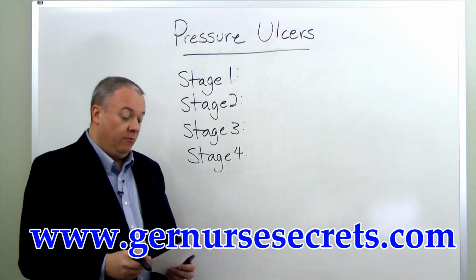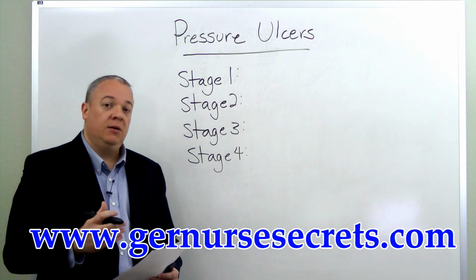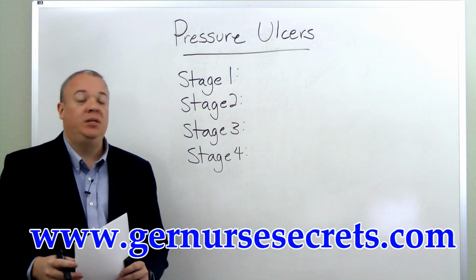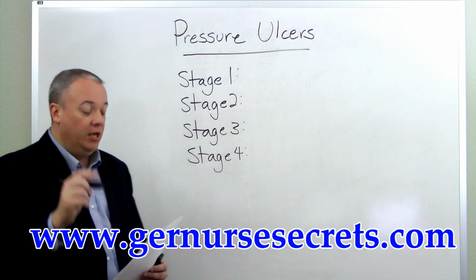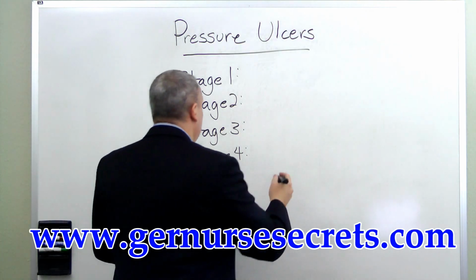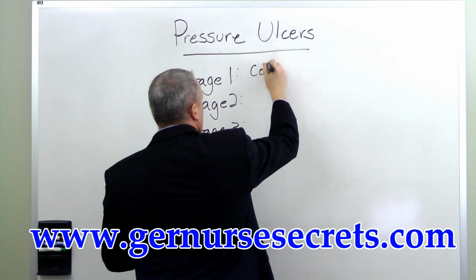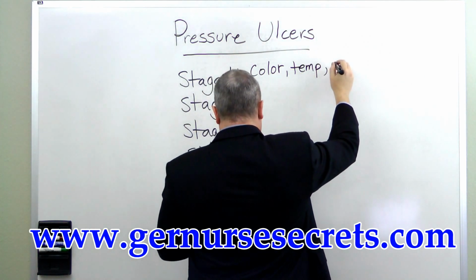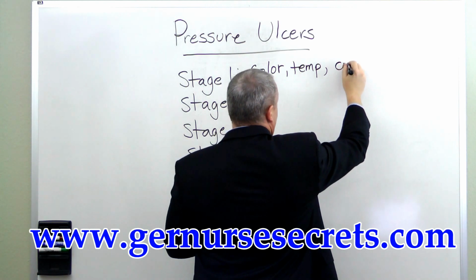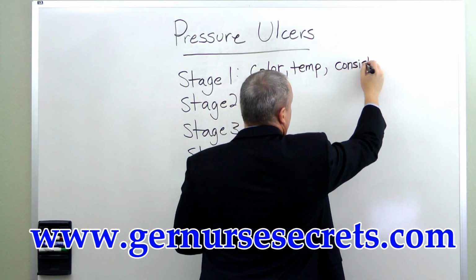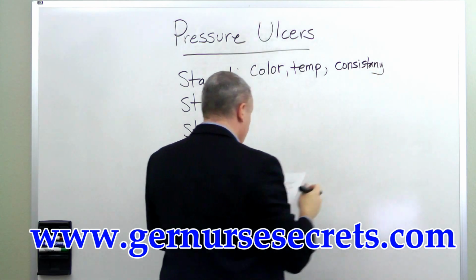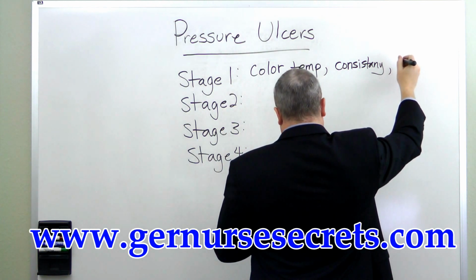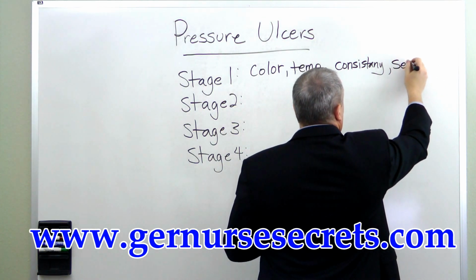places like this. And when we think about pressure ulcers and we want to distinguish them, we'll start by describing each stage and what differentiates or is characteristic of that particular stage of pressure ulcer. So stage 1 of a pressure ulcer, there is observable change in the color, temperature, and tissue consistency. And also a difference in the sensation.